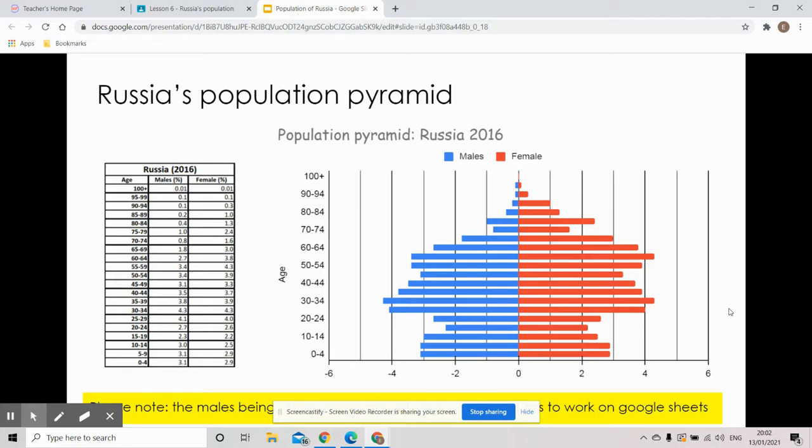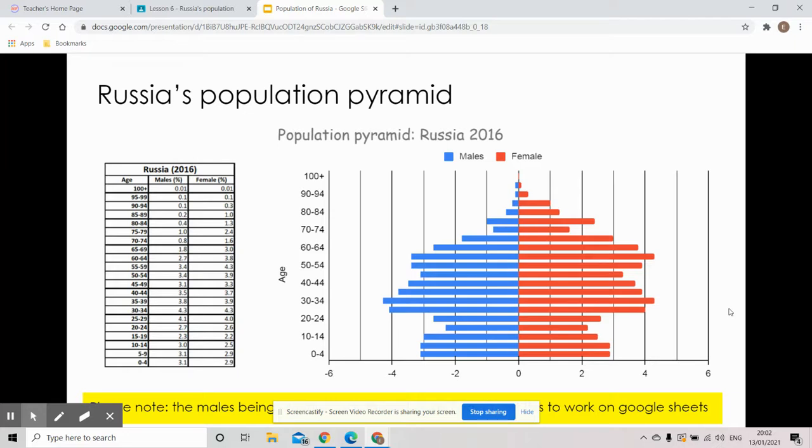So, what you can see here is the population pyramid for Russia in 2016, and on the left hand side is a copy of the data table that was used to create the same population pyramid. So what population pyramids show us is essentially just the structure of the population.